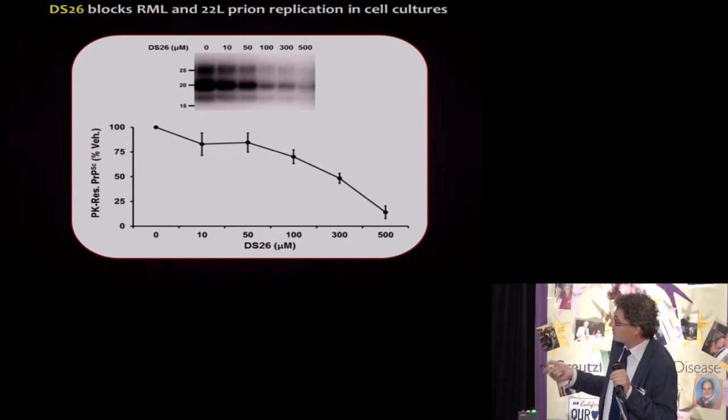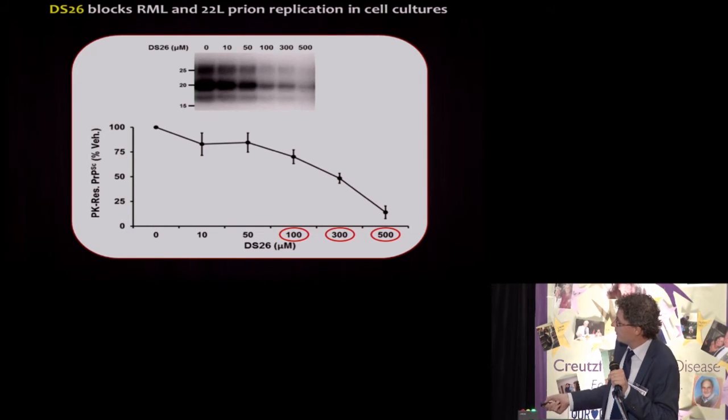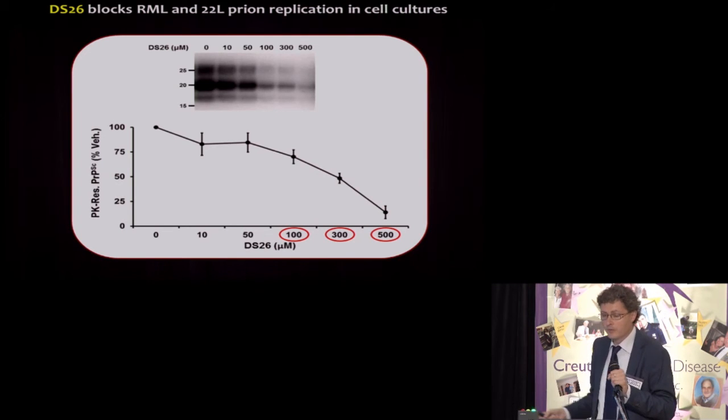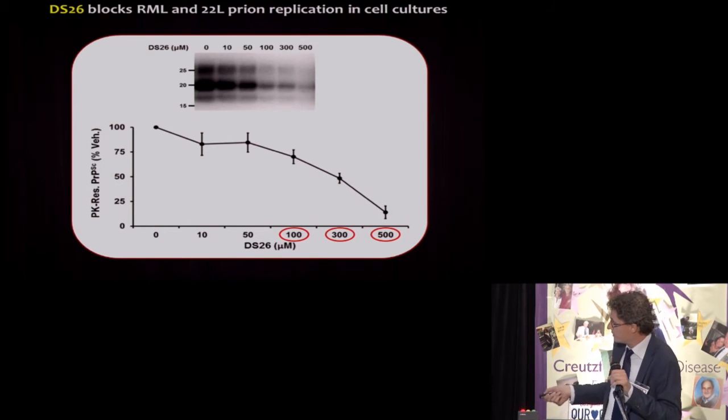And then, of course, we started characterizing DS26 from a biological perspective. We found that DS26 is an antiprion compound. It works pretty well, and we were able to define its activity against two different prion strains, RML and 22L. One thing that came to our attention very soon is that DS26 was binding to PrPC at a submicromolar concentration, but we needed a very high amount of the compound in order for it to be effective. In this case, 100, 300, and 500 micromolar, so three orders of magnitude higher than its expected KD.